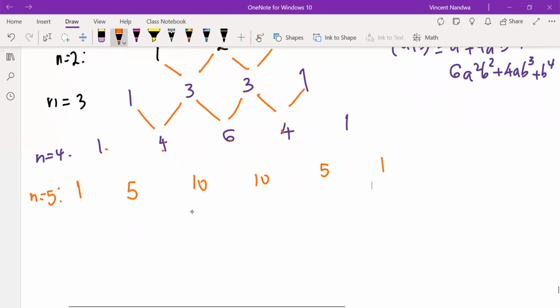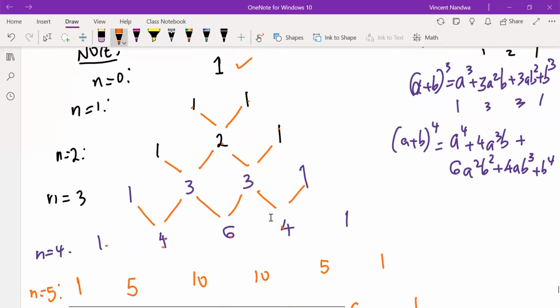Similarly, when n is 6, we can predict it. So extreme will be 1. 1 plus 5 is 6. 5 plus 10 is 15. 10 plus 10 is 20. 10 plus 5 is 15. 5 plus 1 is 6. And then we have 1.